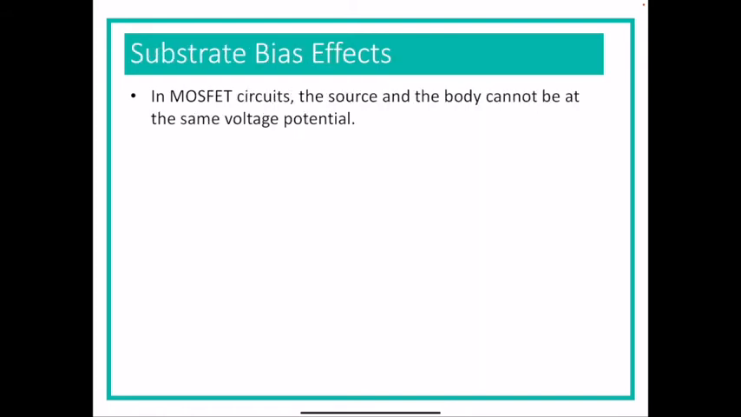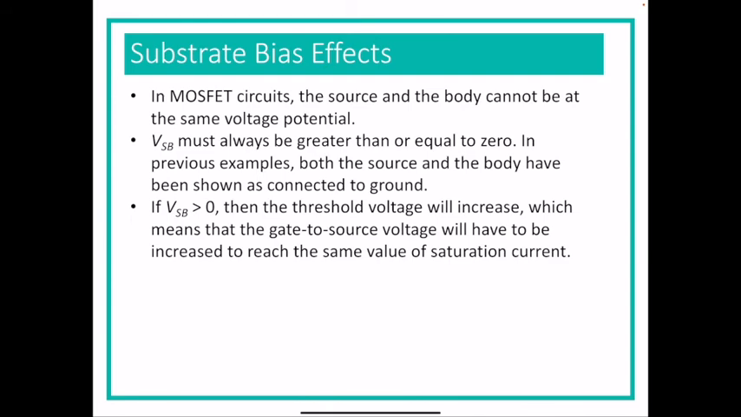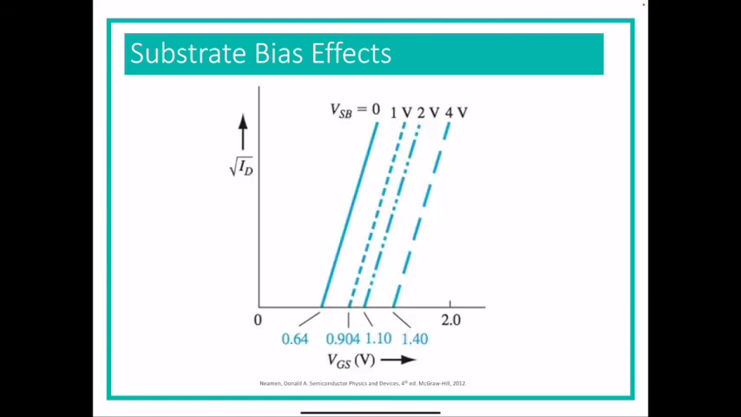The last thing we're talking about is that fourth connection, the body connection. You can't have the source and the body at different voltage potentials in the negative direction. Zero, of course, is the same, but they can't be negative. So the source and the body have always been shown connected to ground. If the source body voltage goes up, then the threshold voltage goes up, and the gate to source voltage would have to go up to reach the same value of saturation current. That's basically why it's oftentimes just connected.